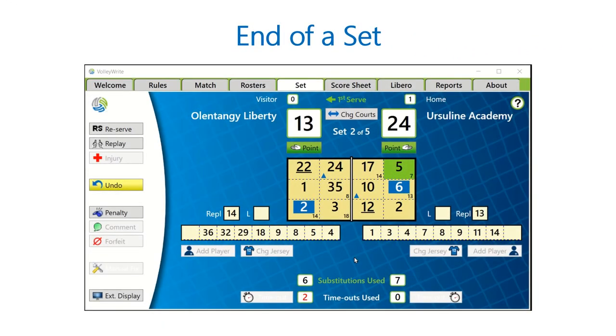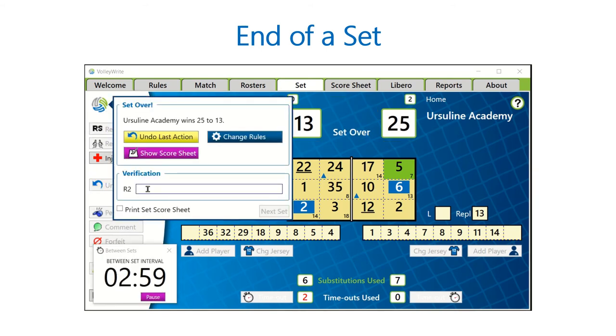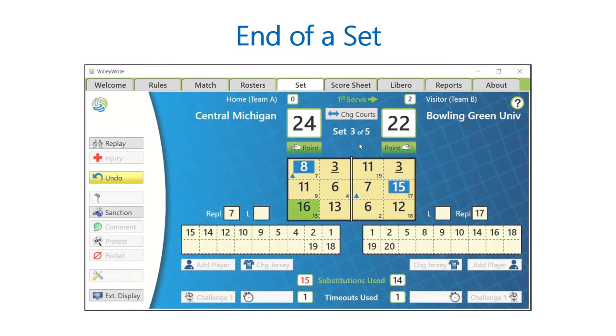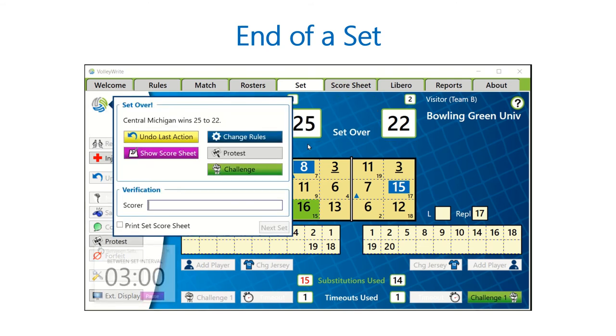At the end of each set, if you need to verify the score sheet, when you use high school rules, get the R2's permission to enter their initials or let them enter their initials themselves. For college matches, enter your name if no one protests or challenges the last point.